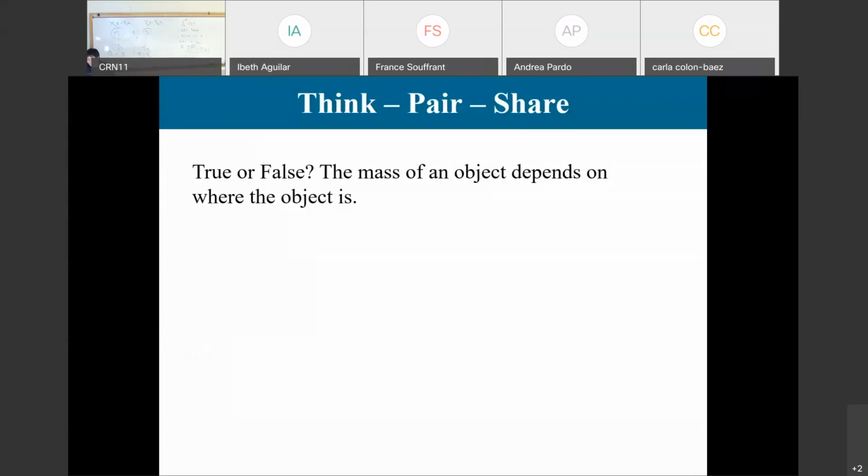What's the answer for the question that you have in front of you? The mass of an object depends on where the object is. True or false? False. The mass doesn't depend on where it is. Oh, weight, yeah, the weight depends on where the object is located. All right, be careful.